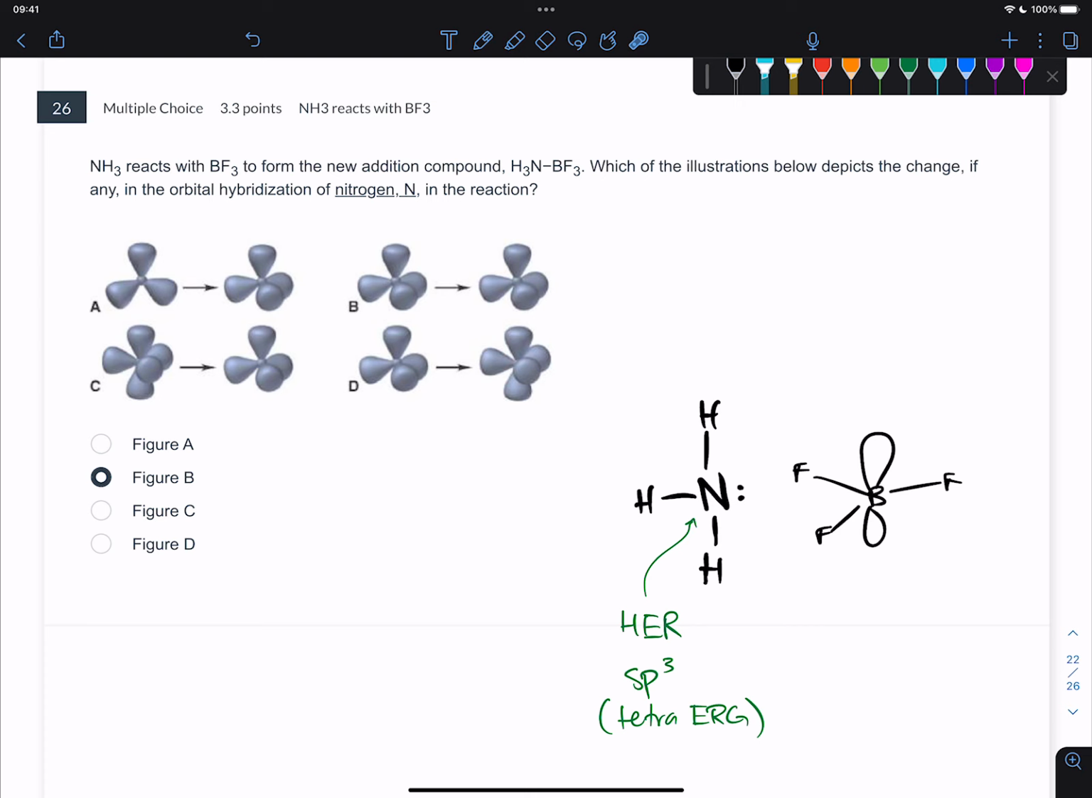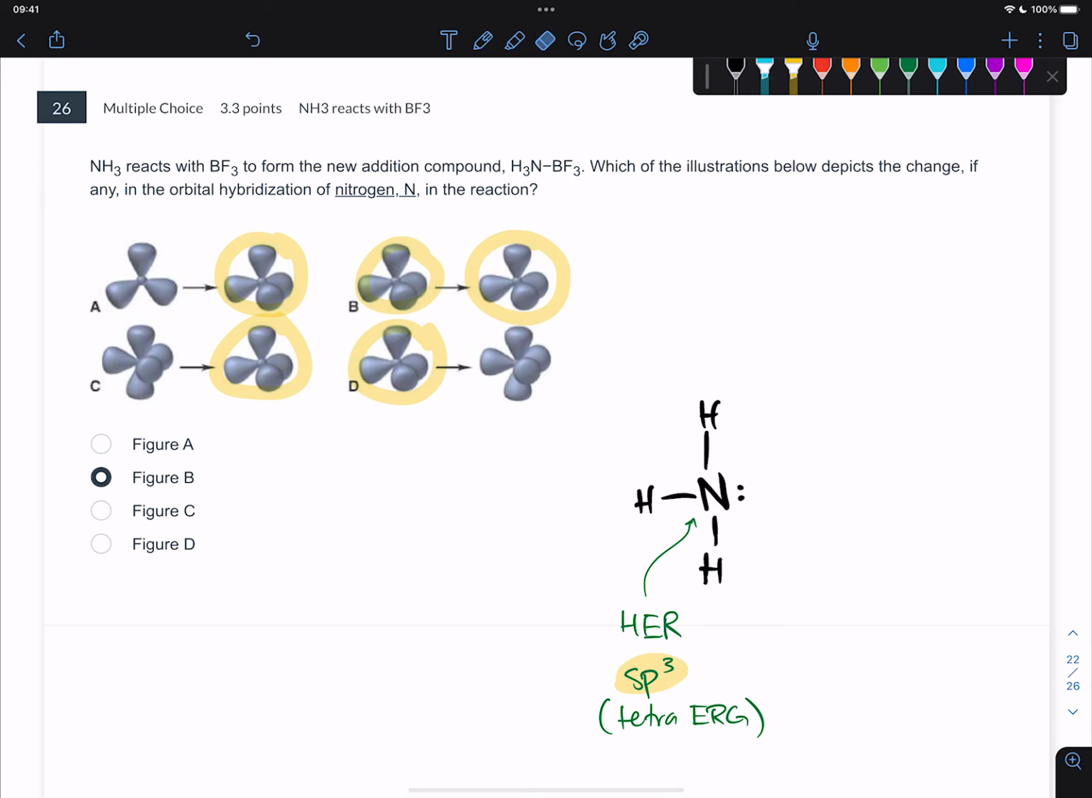Which means that all of these are going to be sp3. So I'm going to highlight sp3 in yellow. sp3, sp3, sp3, sp3. All those are sp3. Now the question becomes, does it remain sp3 hybridization? Does it keep the same geometry once the lone pair links up with the open p orbital in the BF3? So let's see how that works.